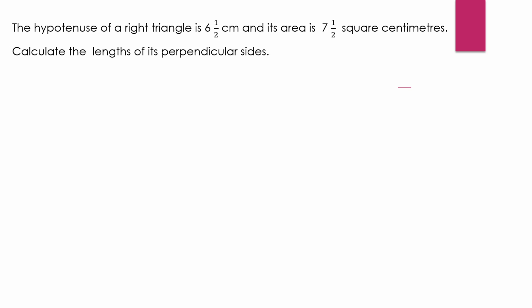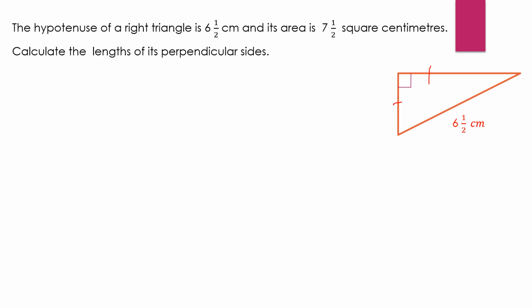Yes, we have a right triangle with hypotenuse 6 1/2 centimeters, and the area is 7 1/2 square centimeters. We need to calculate the length of its perpendicular sides. That is this length and this length. Okay, so let's do it.